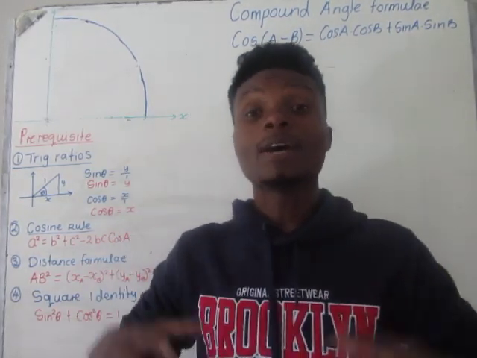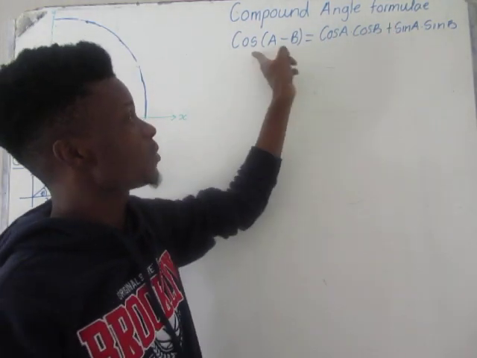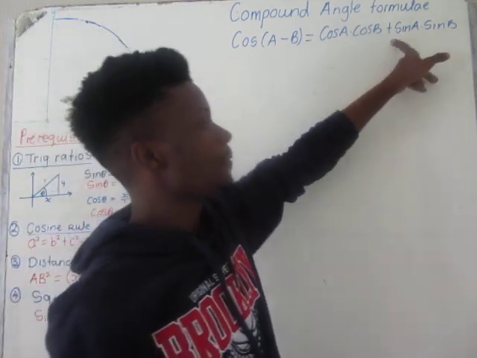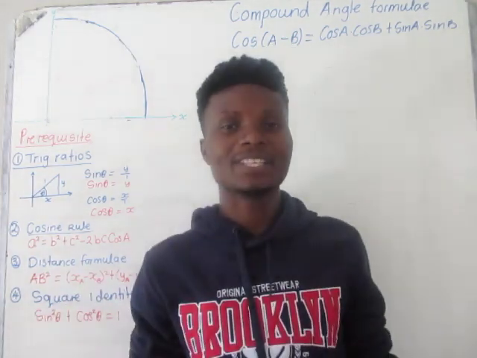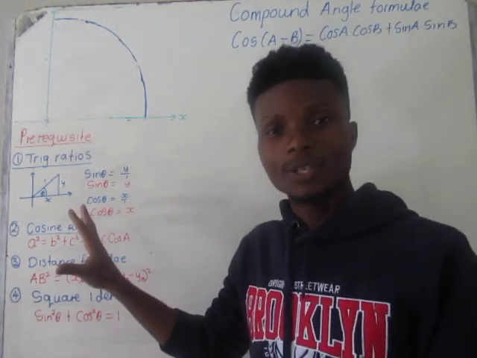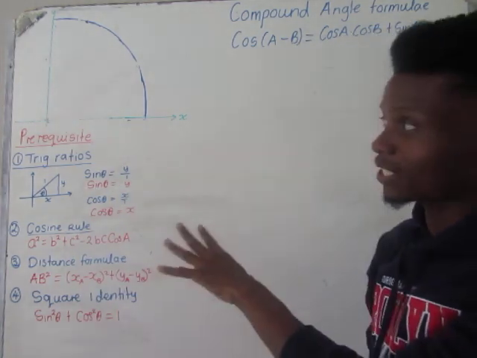In this video, I'm going to show you how to prove the compound angle identity: cos(A minus B) equals cos A times cos B plus sin A times sin B. Before we can prove this, there are prerequisites. These are things you should know by now, so I'm not going to explain them, but you can check one of my videos on how to explain them.